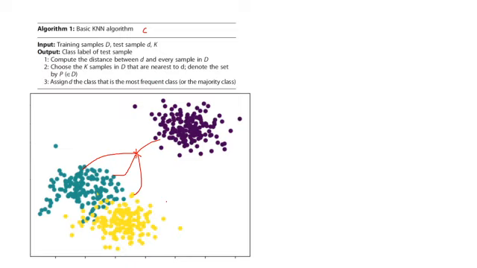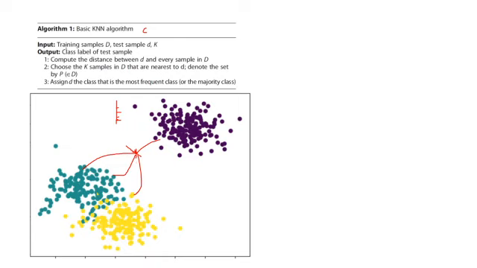So what is k? K is an integer, and what does k denote? K is the number of neighbors, or the number of nearest points, we are going to consider in order to determine the class of the new test data point. The majority of those k points, that is the class which is the majority among those k data points, will be assigned to this new or test data point.